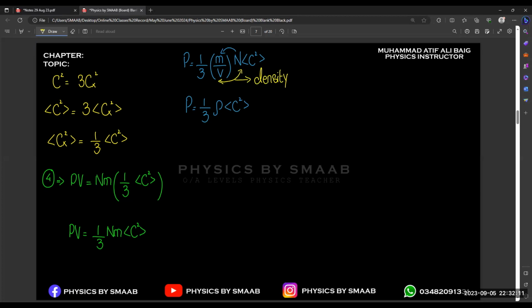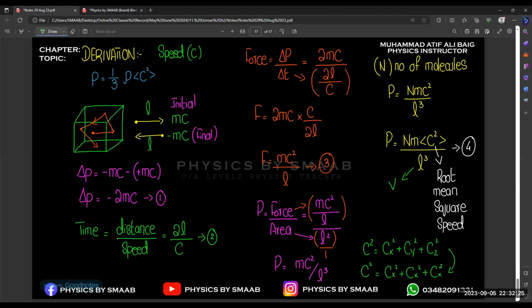Because you know that capital N is only a number. It is not a physical quantity, it is only a number. So your final equation is derived the same as we discussed, right? So your pressure is equal to 1 over 3 times density into the root mean square speed squared. Okay. So any confusion? And just one more short derivation, and after that we will end for today, because this is a typical concept.